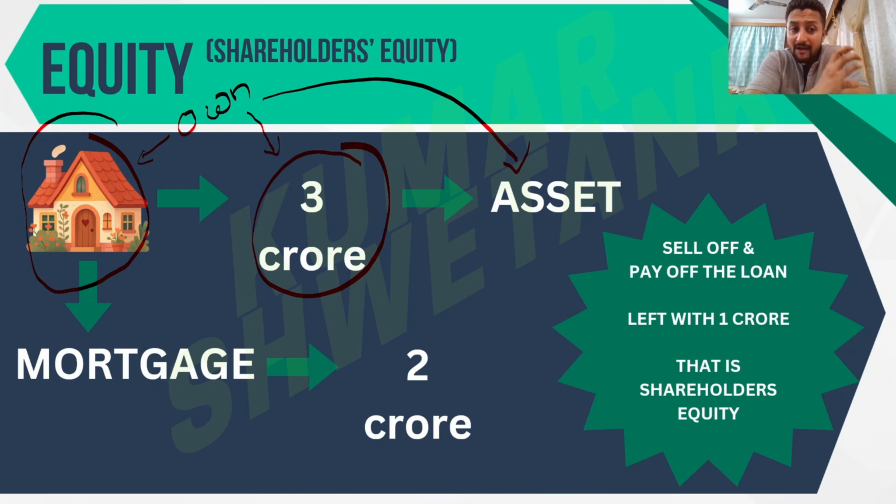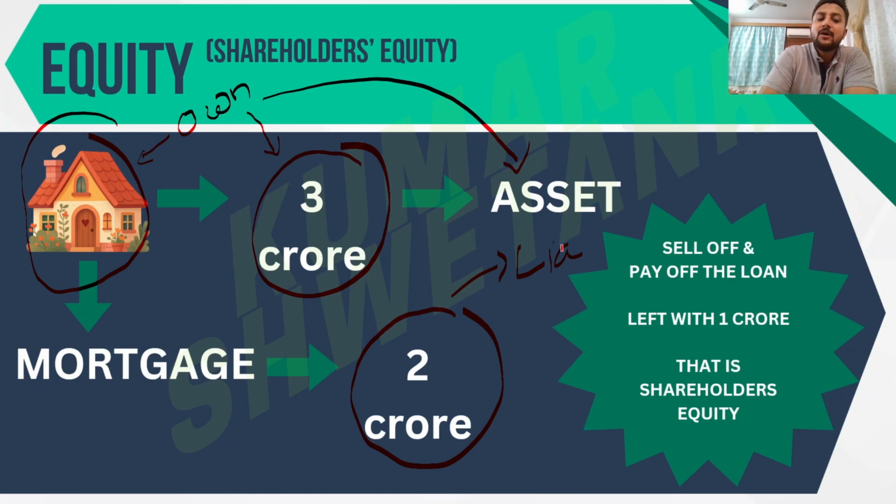I own a house, and that house has a value of 3 crores, meaning its value can be measured. So I can say this is an asset for me. But as a counterpart, I also have a loan of 2 crore rupees. So I have to pay someone 2 crore rupees. I can say this is my liability. This is my mortgage. So let's come up with a solution.